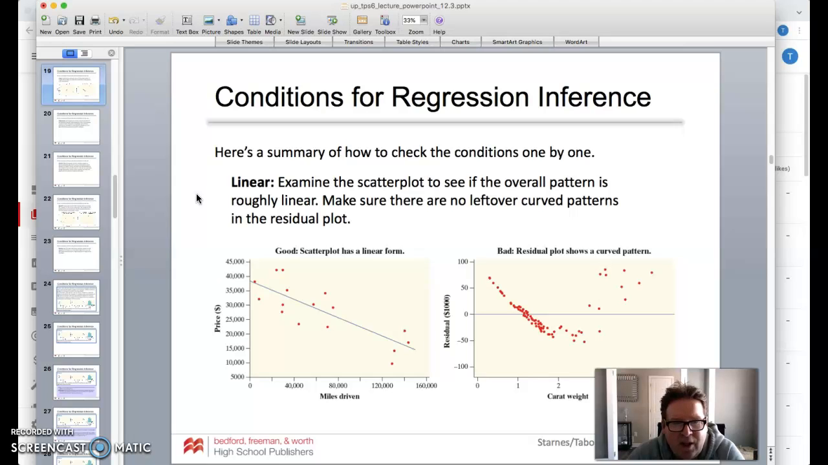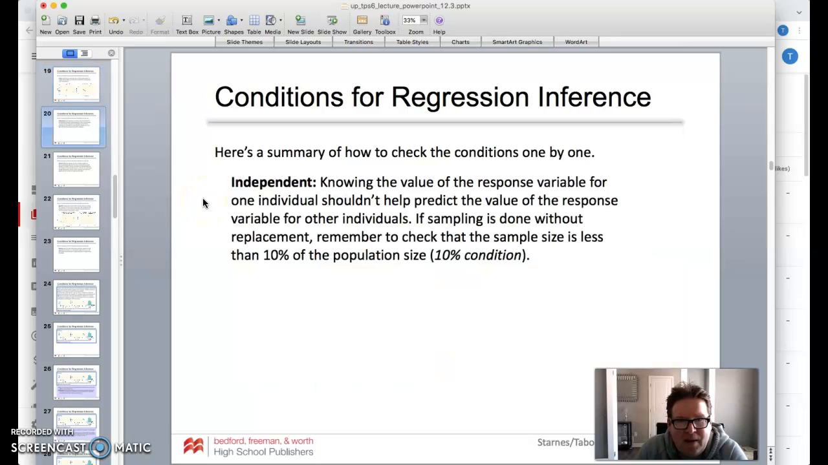To make sure it's linear, examine the scatter plot to see if the overall pattern is roughly linear, and I think this one shows it. But make sure there's no leftover curve patterns in the residual plot. We don't want to see anything left over that's curved, and that one is, so that's a bad one. We don't want to see that.